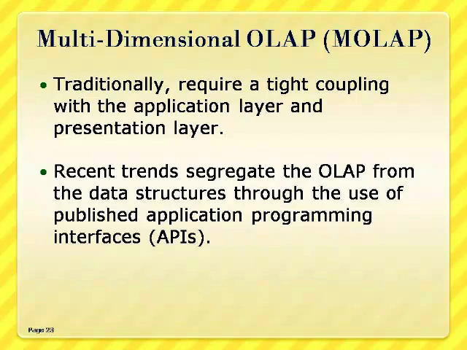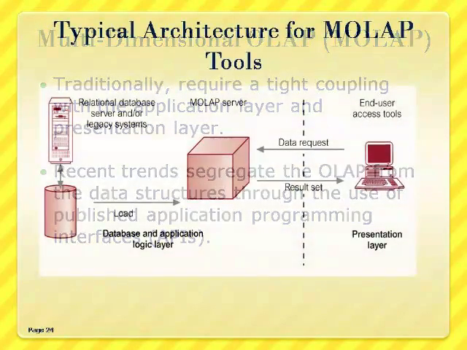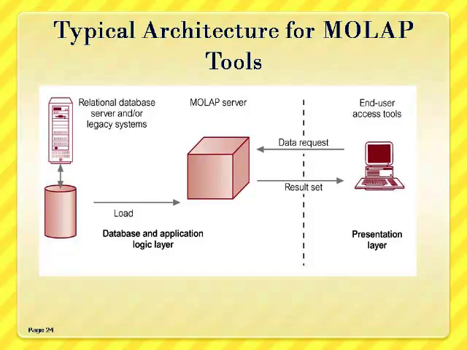The typical architecture of the MOLAP tool is shown on the slide. Whenever a request is made by using the end user access tool, the MOLAP server accepts the request and presents the result directly to the end user if the result is already available in the cube. If the result does not exist, then it fires the request back to the relational database server or legacy systems for processing and loading the request into the cube.